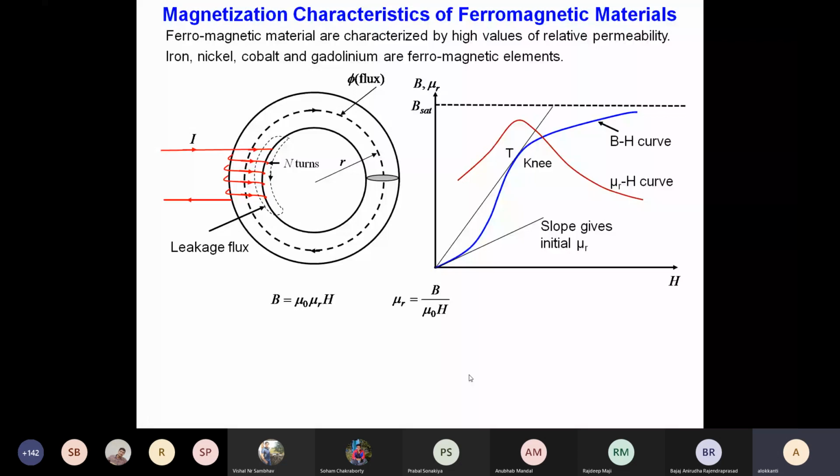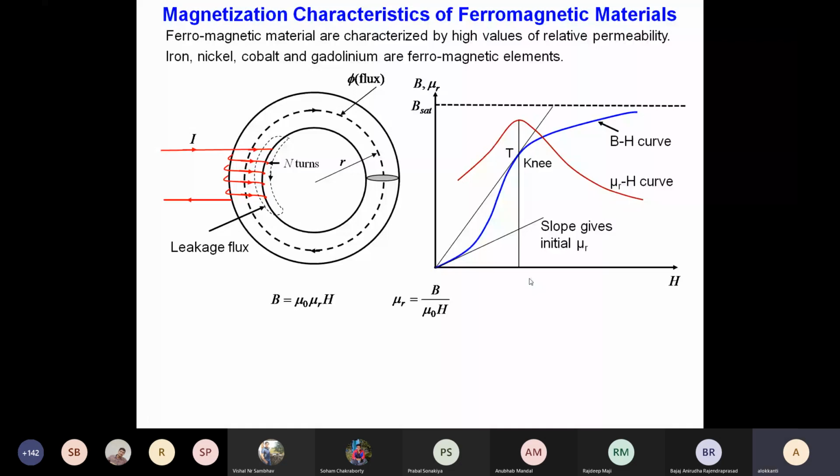Each ferromagnetic material has different types of characteristics. As a designer, if you have to design a transformer or a motor, you have to consider the magnetization characteristics of the material. Each material has different magnetization characteristics, which have to be provided by the supplier. Otherwise you cannot design, because you don't know what magnetization is generated for a particular H. Up to this.